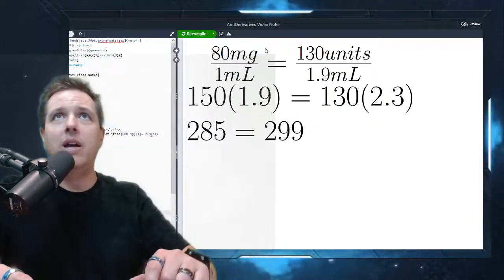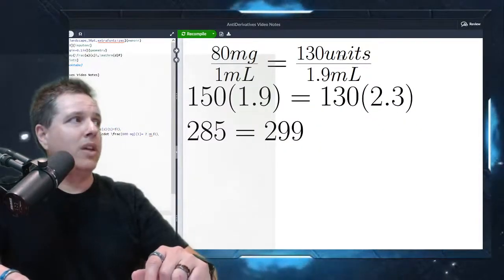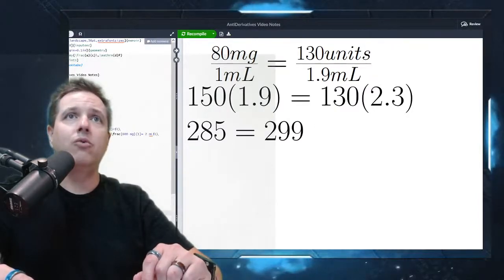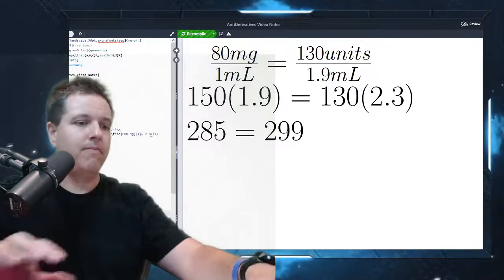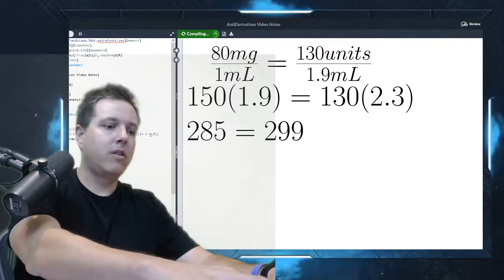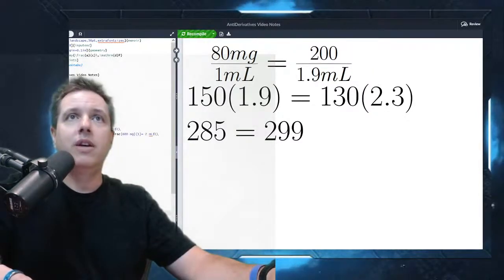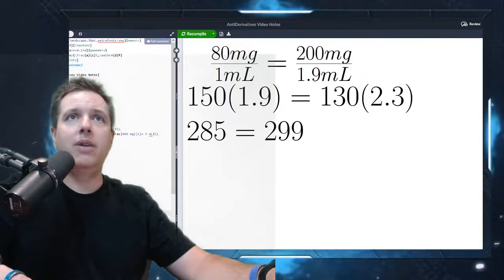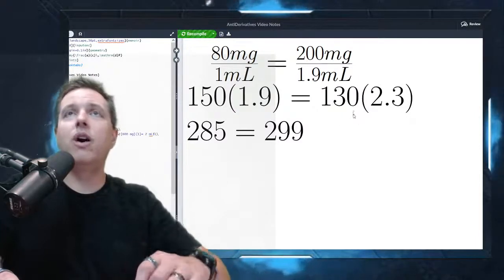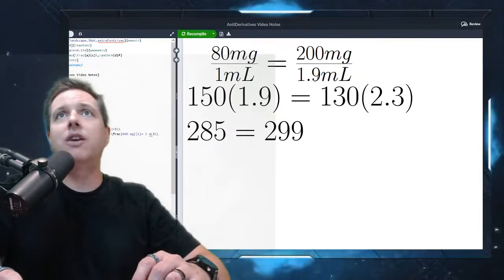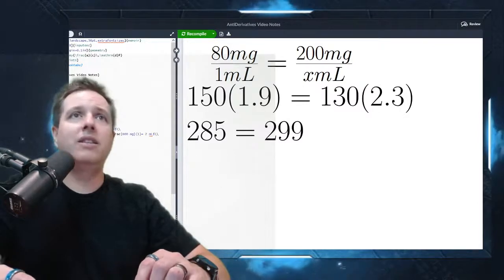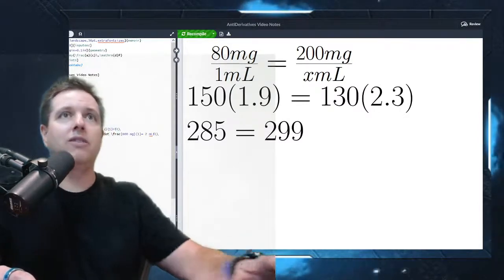So milligrams are on top, right? So we want to keep on the second fraction milligrams on top. So I'm going to go, okay, we want 200 milligrams. And then on bottom, we don't know how many milliliters. That's our x. And you can choose whatever variable you want, but we've got some x number of milliliters, right? So we've got these lined up correctly, and these values right here, don't pay attention to those. That's from the old problem.